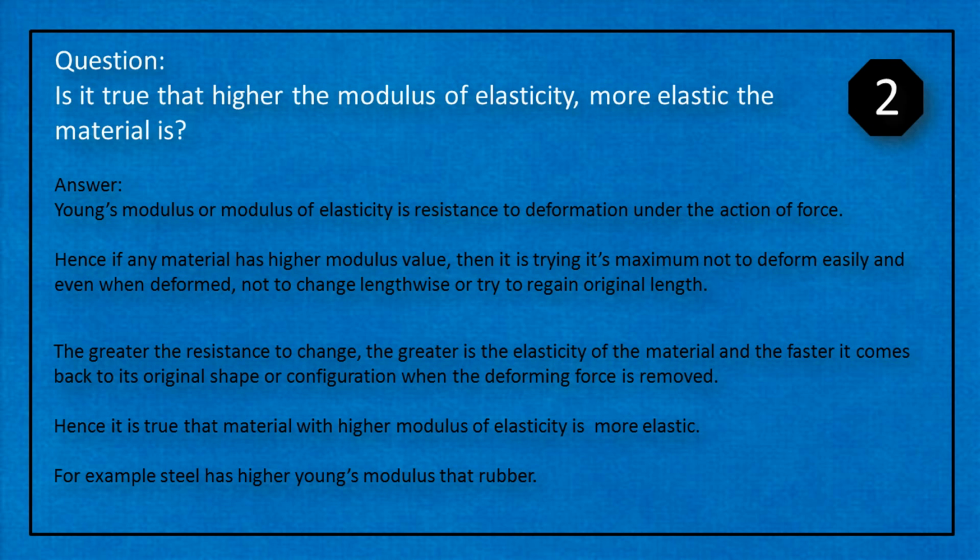Greater the resistance to change, greater is the elasticity of the material, and the faster it comes back to its original shape or configuration when the deforming force is removed. Hence it is true that a material with higher modulus of elasticity is more elastic. For example, steel has a higher Young's modulus than rubber.